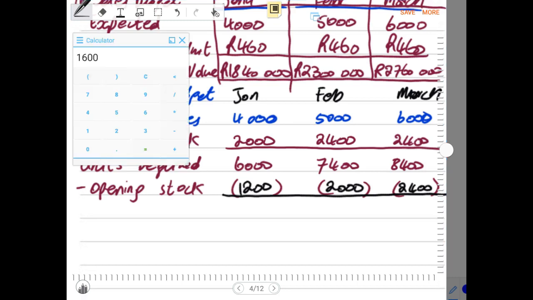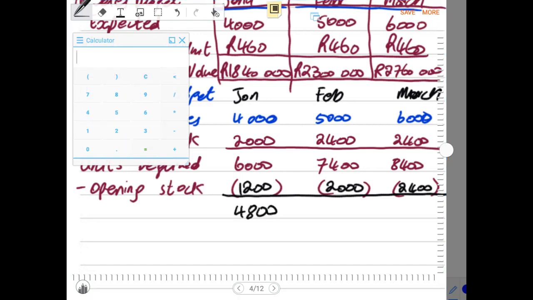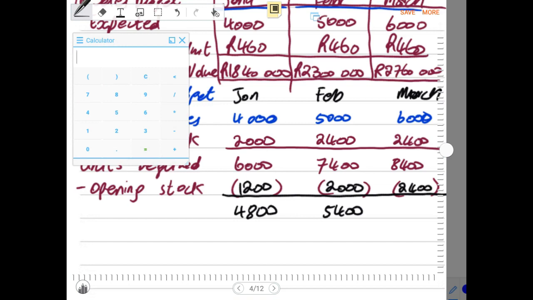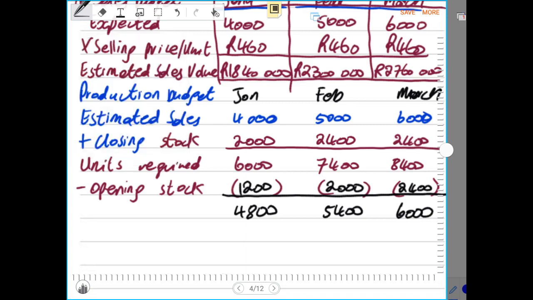Therefore, now it will be 6,000 less 1,200, and this will give us 4,800. Then we say 7,400 less 2,000, and this gives us 5,400. Then after, we'll say 8,400 less 2,400, and this will give us an amount of 6,000 units. Therefore, our production requirements will be 4,800, 5,400, and 6,000.